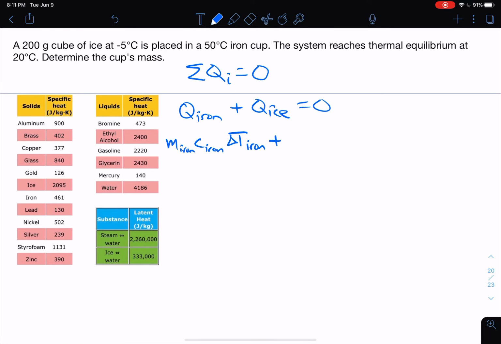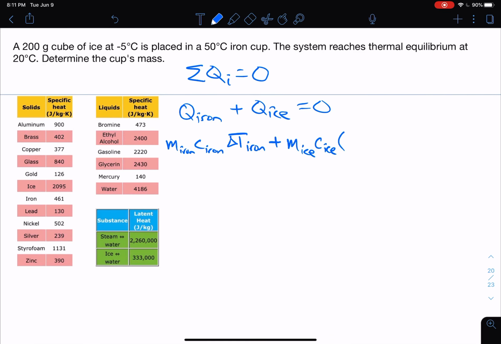So I've got to do the mass of the ice, the specific heat of the ice, and I'm just going to go ahead and put in the change in temperature of the ice. Well, the ice is going to start at -5 and go to 0. So it's 0 minus -5. Then it's going to melt.